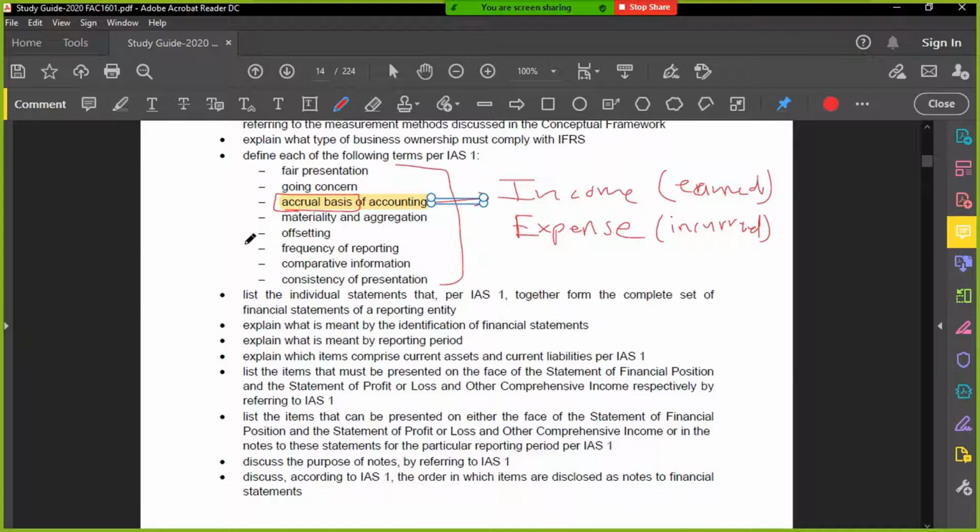So from now up until cash flows, everything I do with you will be based on accruals. Only when we get to cash flows will we then talk about receipts and payments. Up until then, don't worry about it. Just think about earned and incurred for income and expenses, and you're always looking at 12 months.